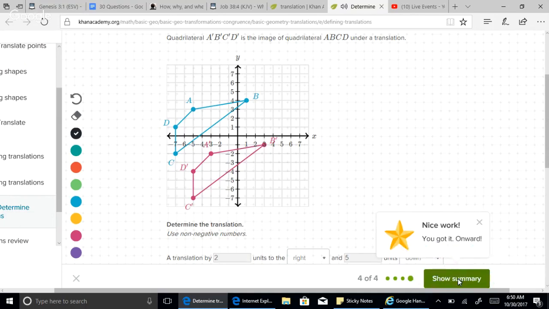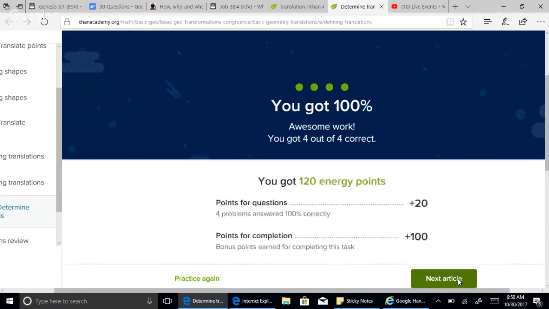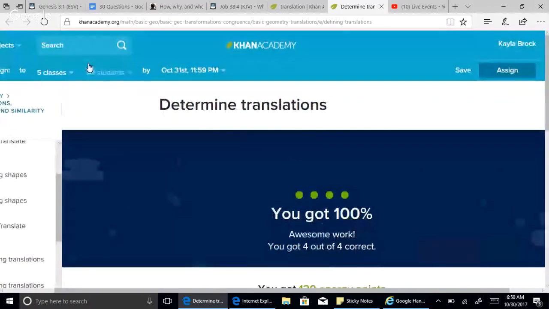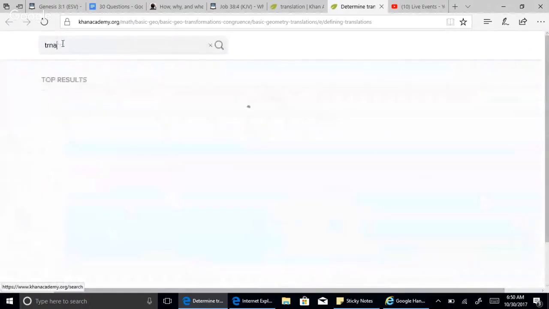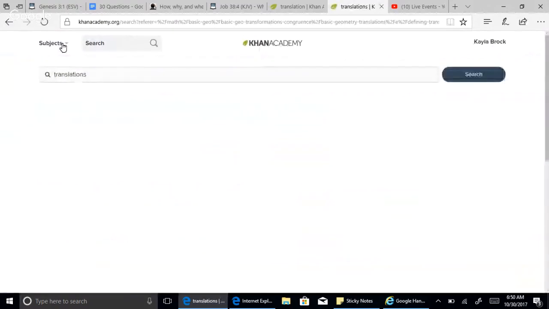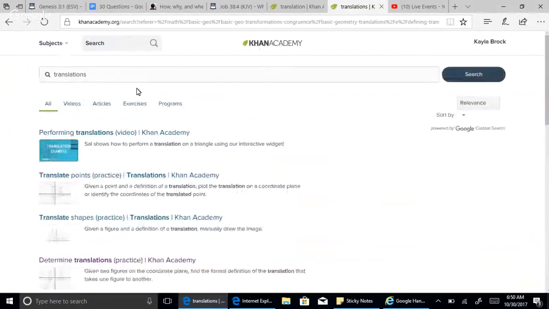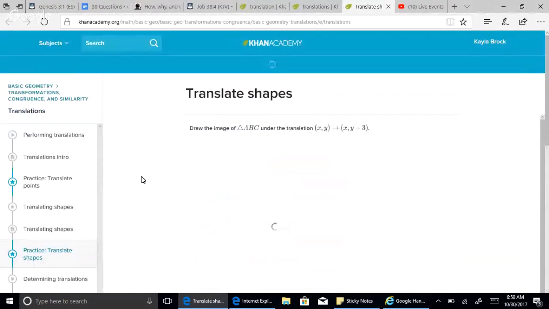Okay, excellent. And we got 100%, which is above 75%. So we did a super great job. Now let's go ahead and look at the second one, Translations exercises, and you won't have to do this because it will be on your home screen because I will have assigned it to you.